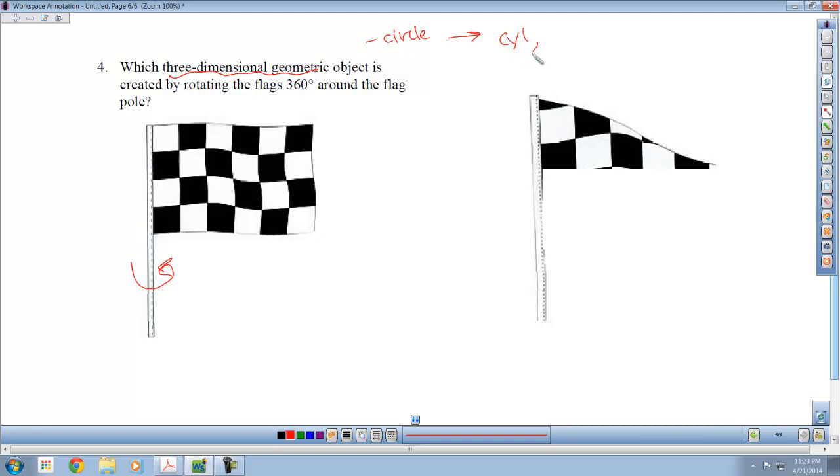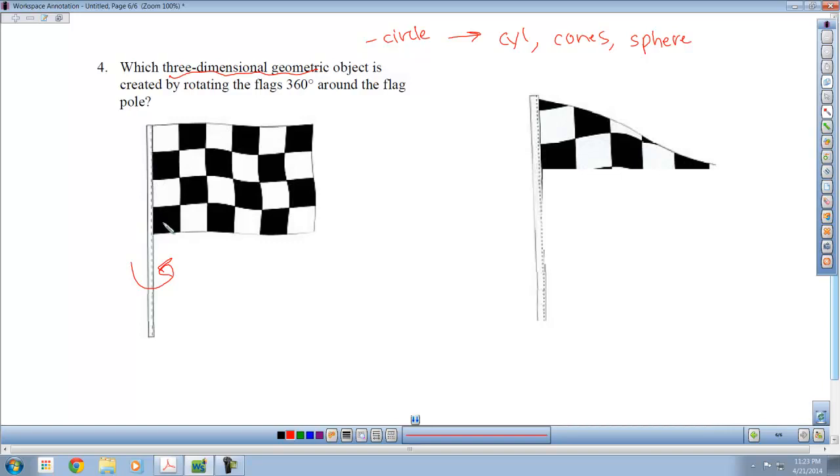We've got cylinders, we've got cones, and we've got spheres. That's basically what we have to pick from that are associated with circles. So what would you get if you spun this around? And really there's just one way to do this. You have to imagine what it would look like in your mind.